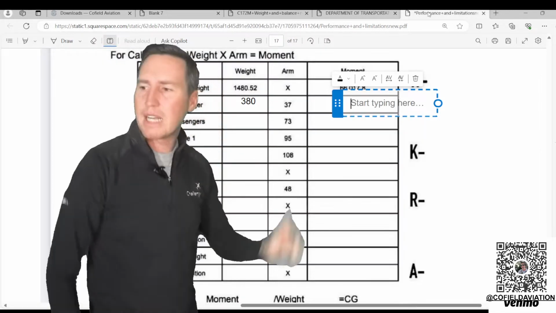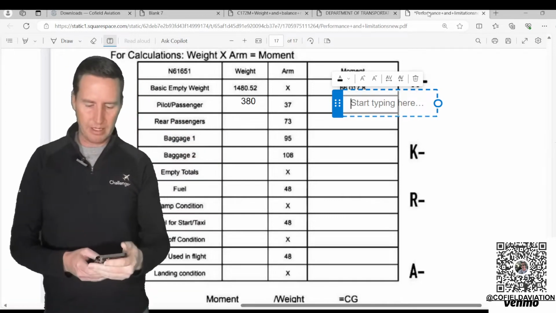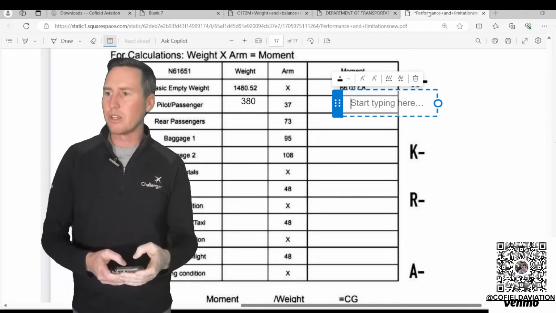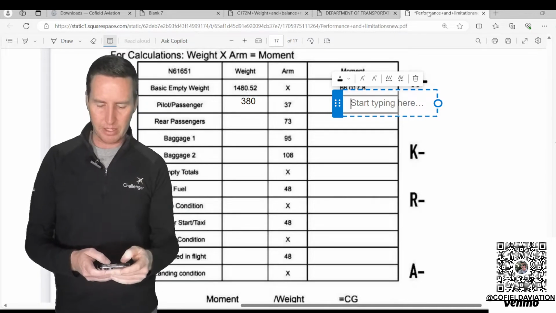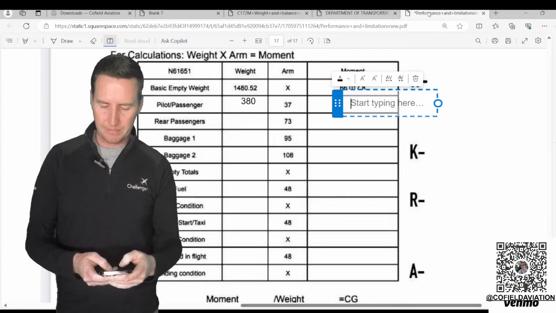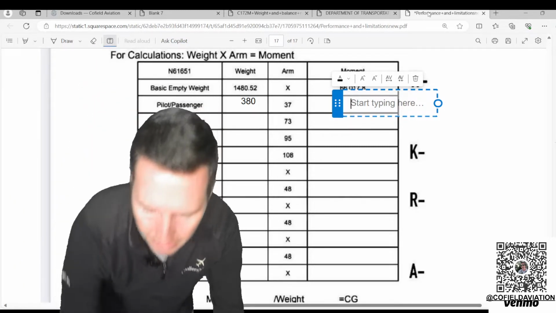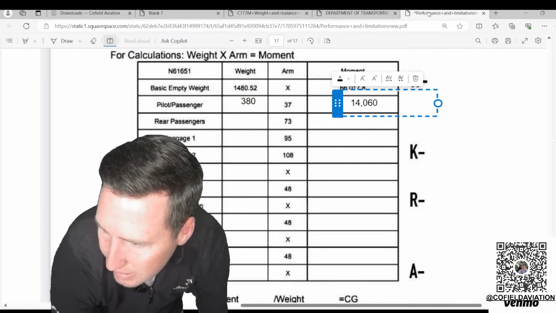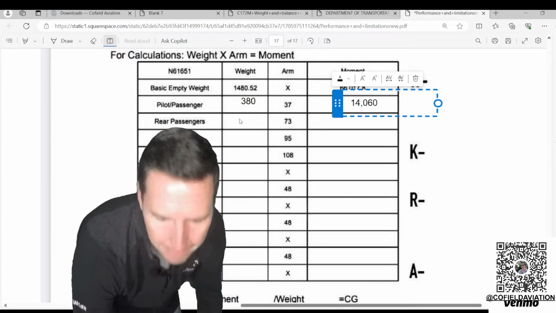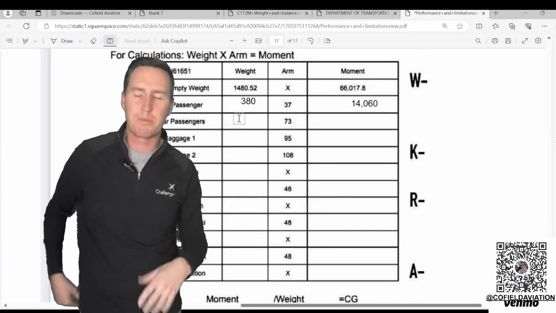Okay, so we're back to here. I can't do math, so I'm going to let the calculator do that for me. So we're going to do 380 times 37, and that equals 14,060 right there. All right. Simple as that. Now your rear passengers.